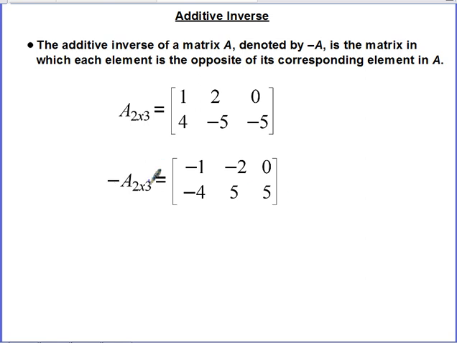Okay, all you're doing here is changing the sign of every number. All right, so if it's positive, make it negative. If it's negative, make it positive. That's called the additive inverse. We're just changing the sign of every number in the matrix. And that is it for the first section on matrices.